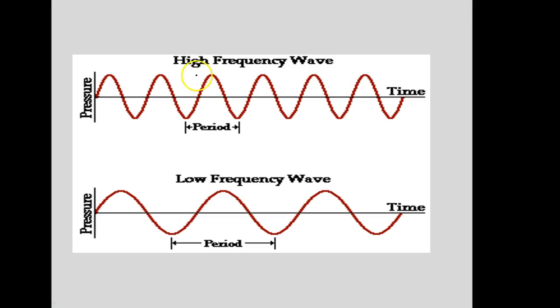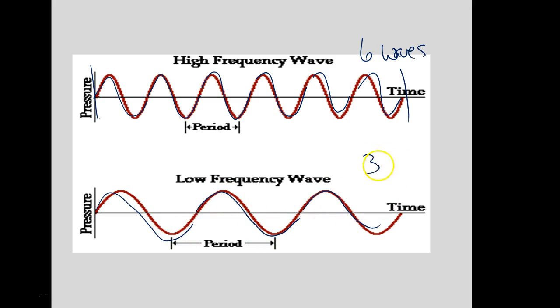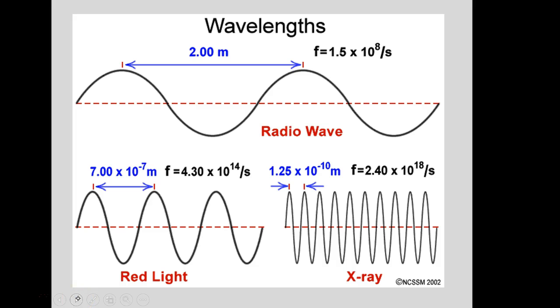So with a high frequency wave, can you see that in a period of time there are 1, 2, 3, 4, 5, 6 cycles, whatever that time period is. Here I've got 1, 2, 3. Here I've got 3 waves. So this one has a low frequency, and this one has a high frequency. And this is to show you what it looks like.